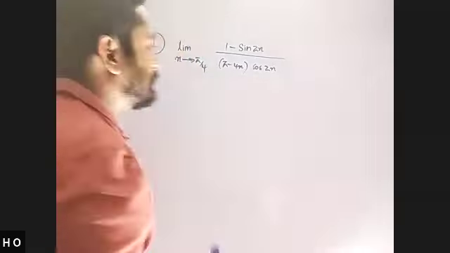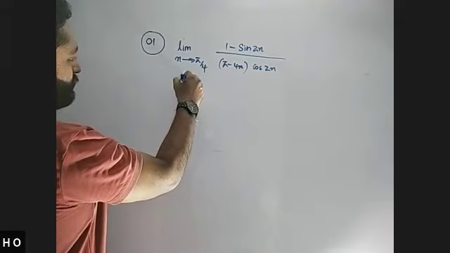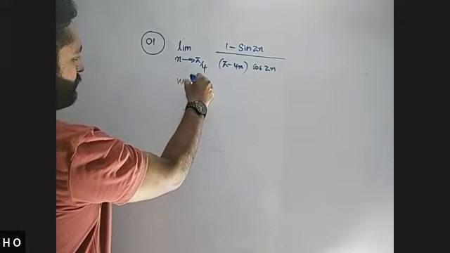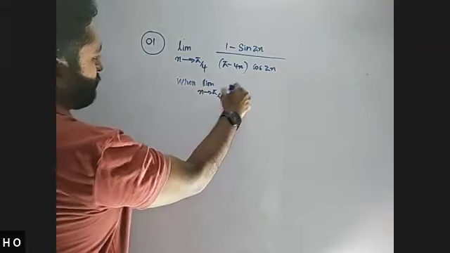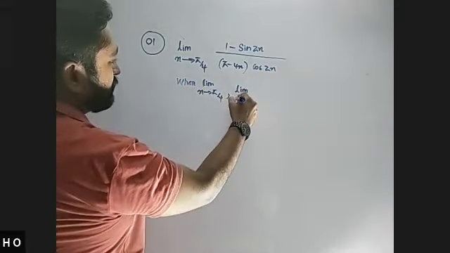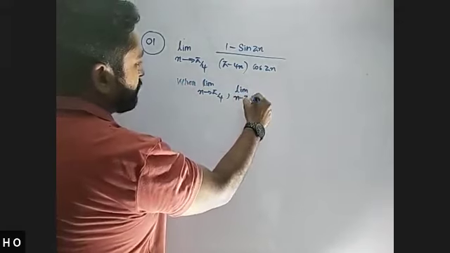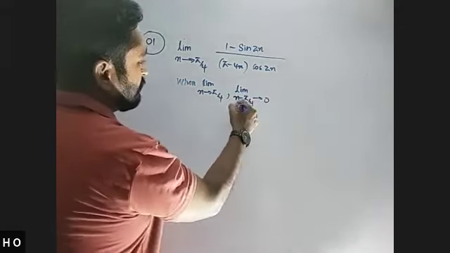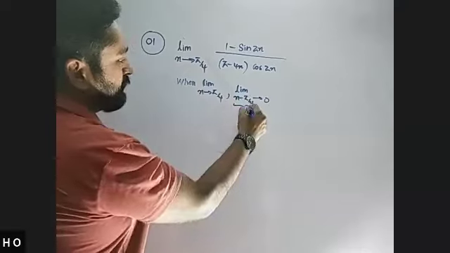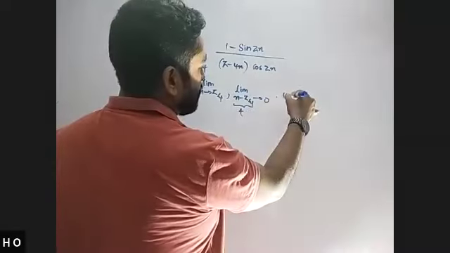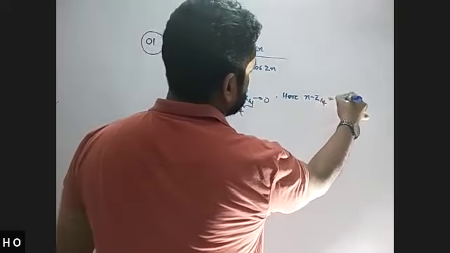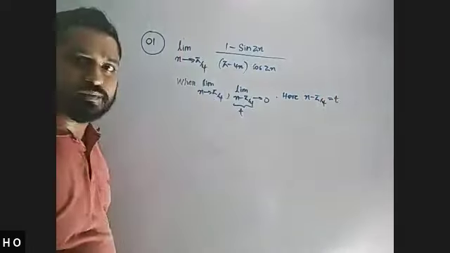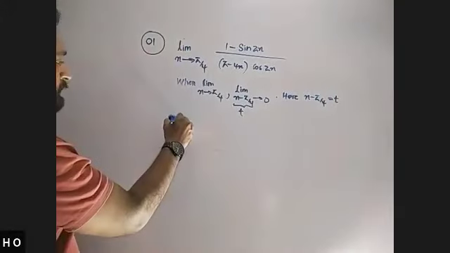So let us start. We can say when x tends to 5 by 4, x minus 5 by 4 tends to 0. We substitute x minus 5 by 4 as t. So we can see here x minus 5 by 4 is t. Clear?